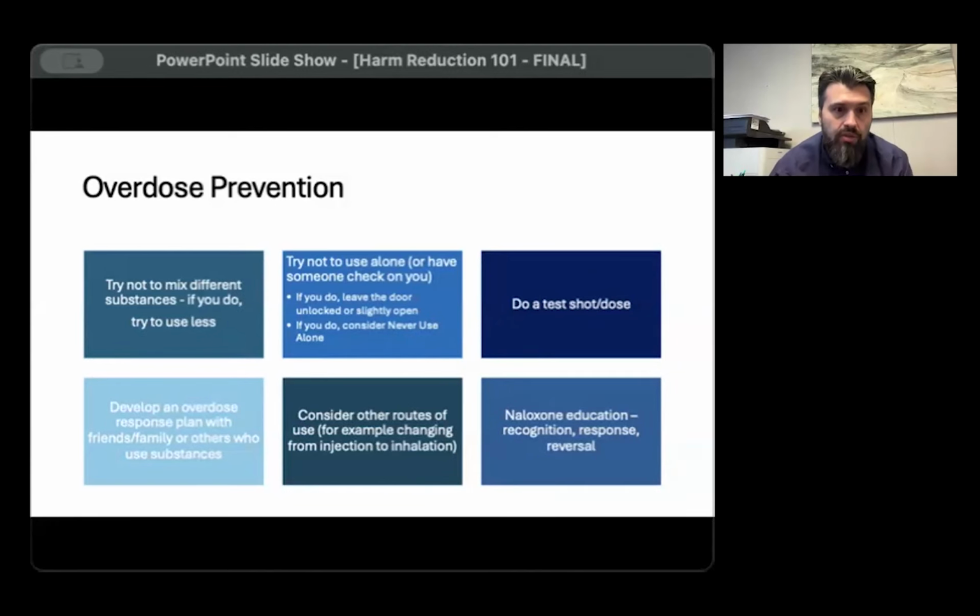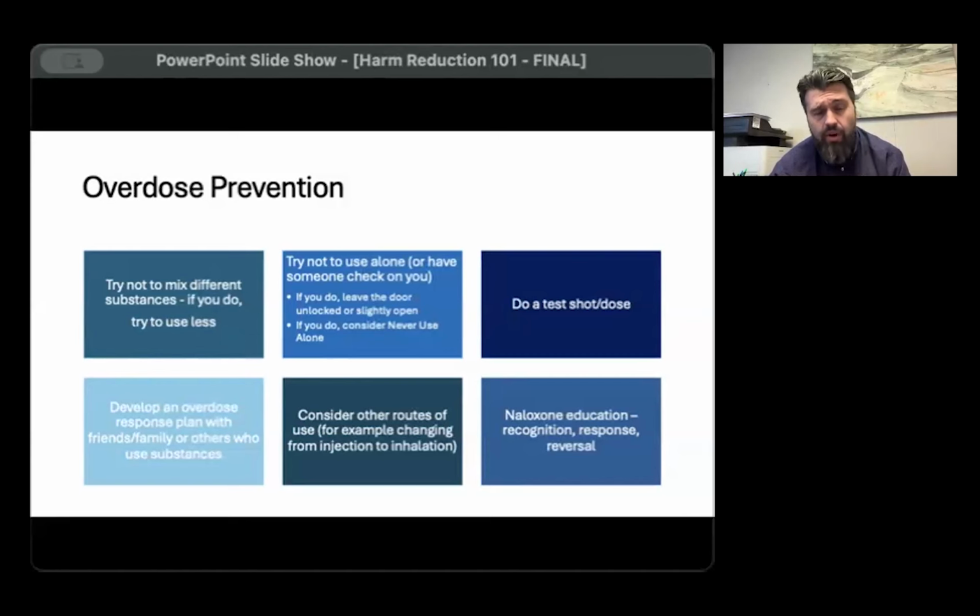I also tell them try not to use alone, or if you do use alone, make sure you have somebody there. Try to get a friend with you, or I share the resources for the Never Use Alone hotline, and we're going to go through that here in a second, what that specifically is. I also tell them if it's a new batch of substances that they're using, why not try a test shot or dose before you actually do what you normally do? If someone uses 10 tablets of fentanyl at a time, for example, and they got a new supplier, I tell them, hey, try 1 tablet before you try the 10, just to make sure it's not a bad batch and there's something else in there.